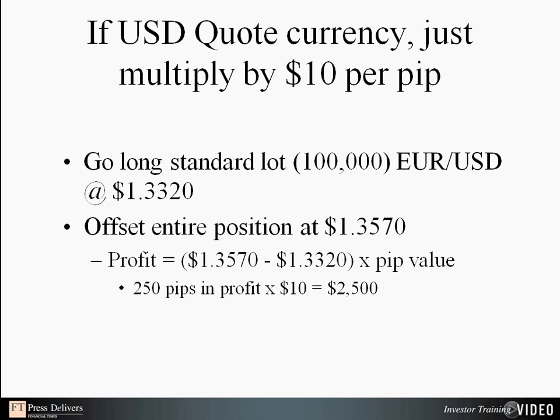If the USD is the quote currency, we know that each pip is worth $10. This makes life easy. A trader that goes long a standard lot, or 100,000 units, of the euro dollar at 133.20 and then later offsets the entire position at 135.70 just made a profit of 250 pips. Before we know how much we really made on the trade, we have to multiply 250 times $10, and we know that's equal to $2,500. Really simple, right? Unfortunately, making $2,500 in the market is not nearly as easy as this is. The math is easy. Making money, maybe not so much.